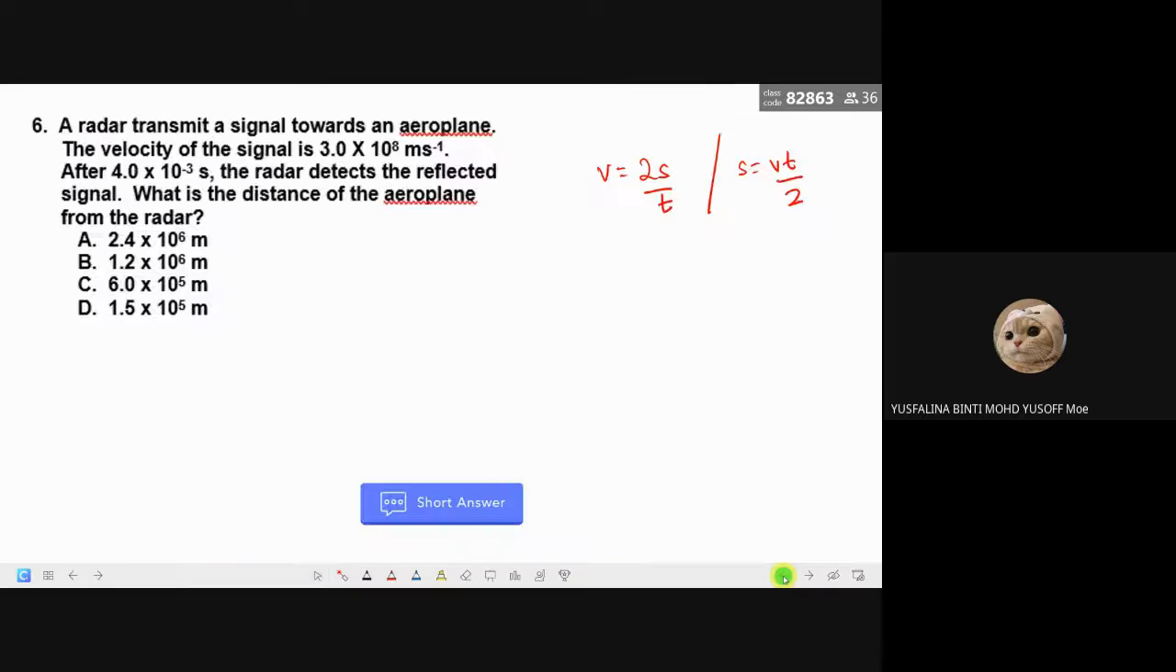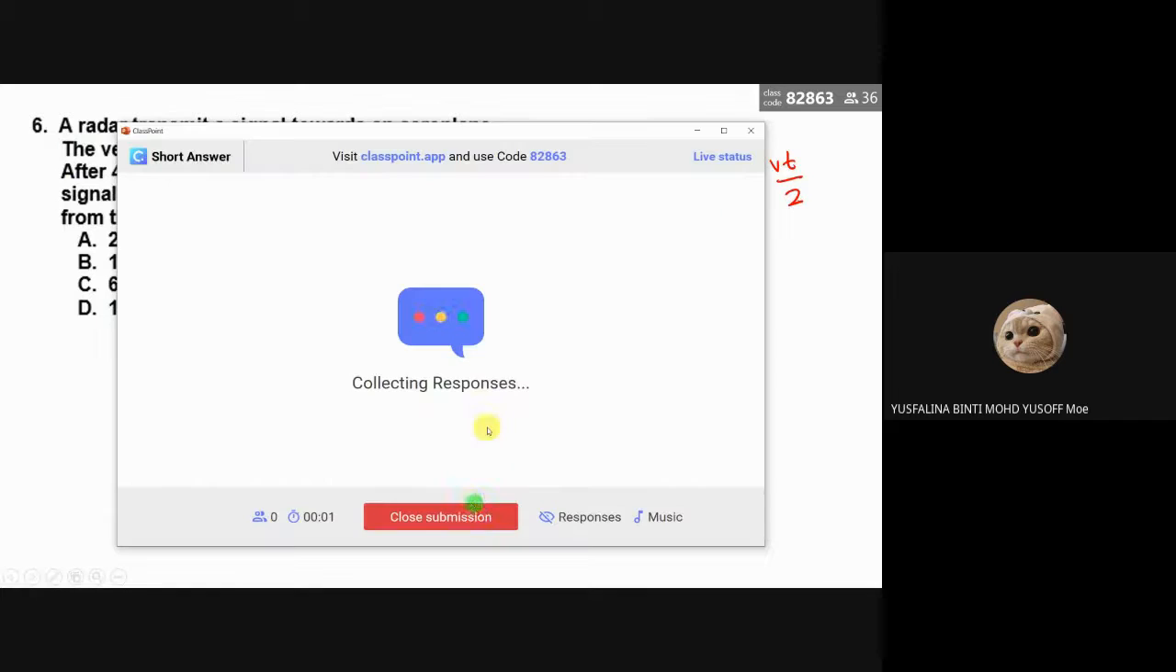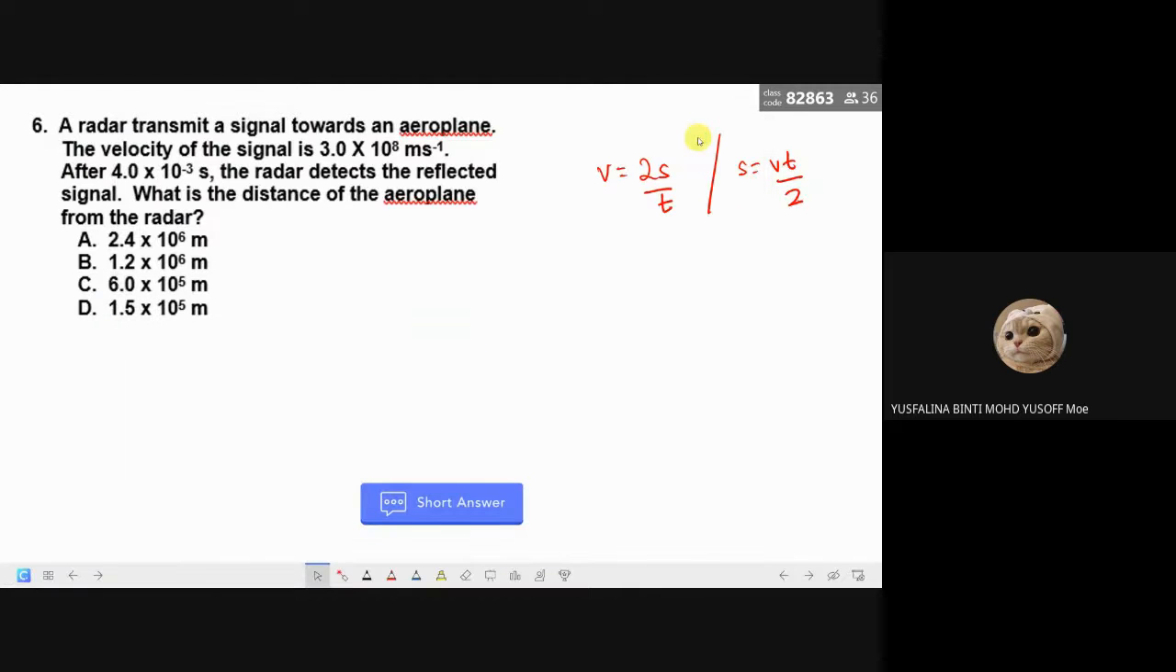Okay, so let's check your answer for this one. Let's say I use the second one. S is equal to Vt over 2. Here the velocity is 3 times 10 to the power of 8, the time is 4 times 10 to the power of negative 3, and you also divide by 2. So 3 exponent 8 multiplied by 4 exponent negative 3, then you divide by 2, you get 600,000. So the answer should be C.